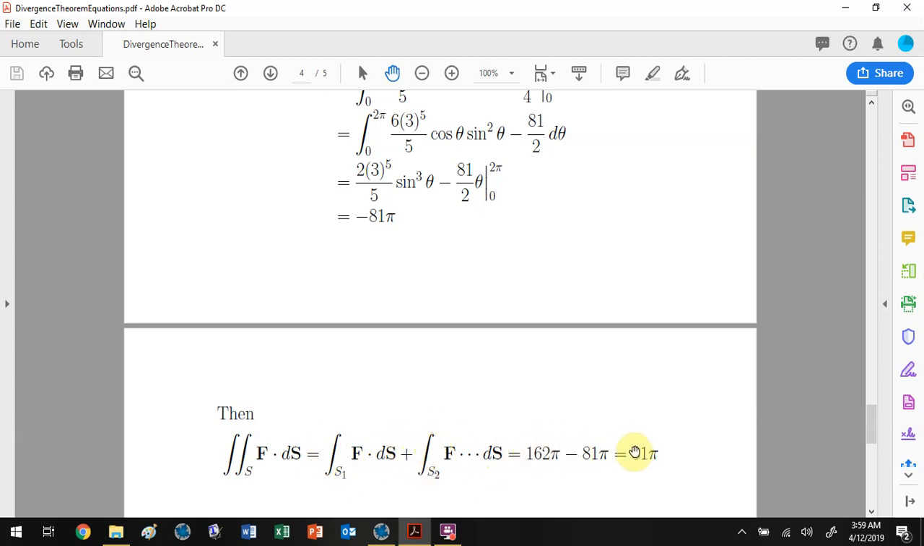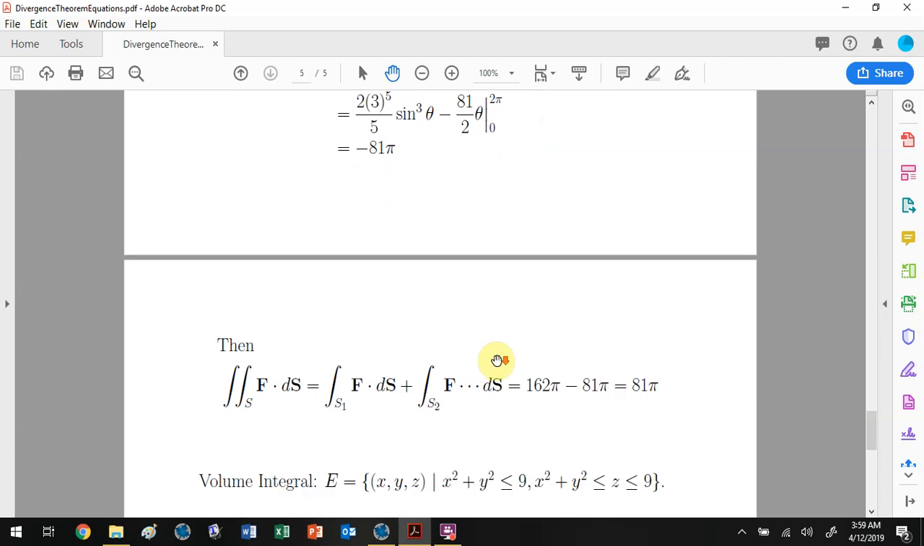So sorry for that typo. And this will equal 81 pi, because it's the 162 pi minus the 81 pi comes out to 81 pi. So that's what the surface integral part is. So now the question is, what happens with the triple integral part?